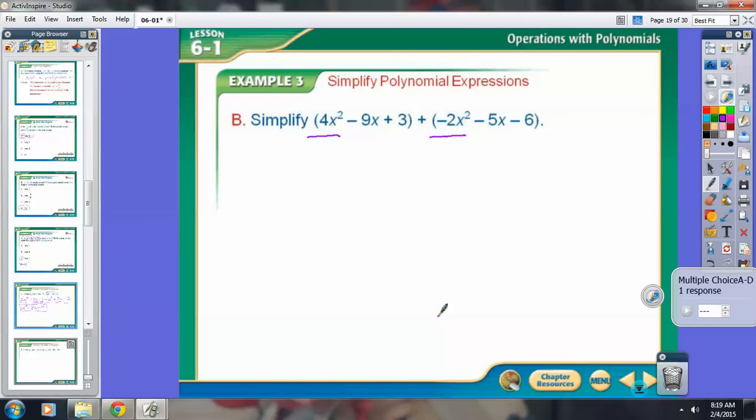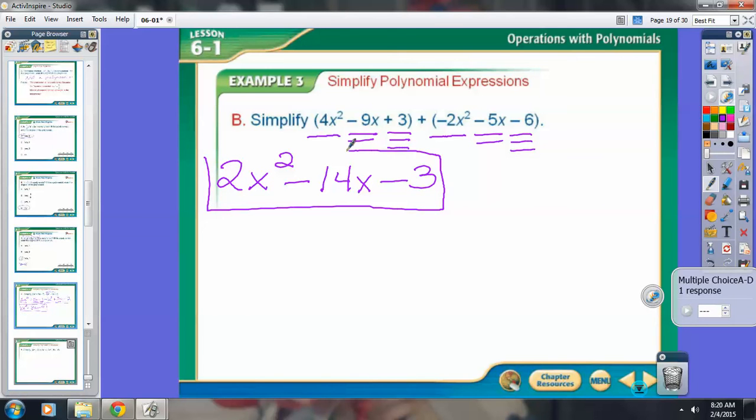4x squared minus 2x squared is 2x squared. -9x minus 5x is minus 14x. Positive 3 minus 6 is -3. Can I combine any of those terms together? No, they all have different exponents, so I cannot combine them.